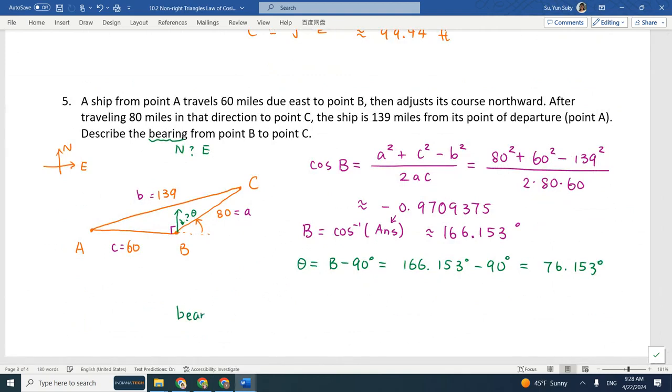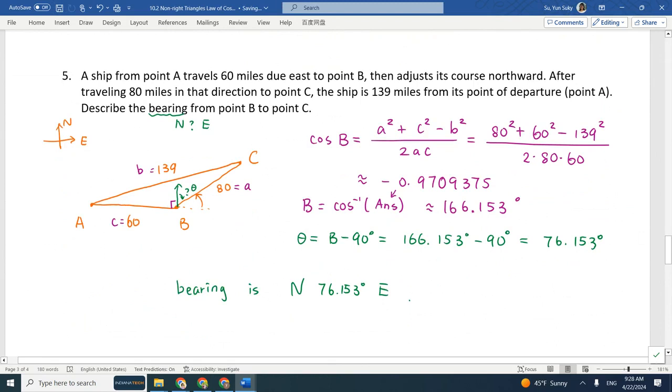So the bearing is north 76.153 degrees east. Is that clear, everybody? The bearing is usually either north or south, and then how many degrees east or west. Okay, so save that. This is number 5.